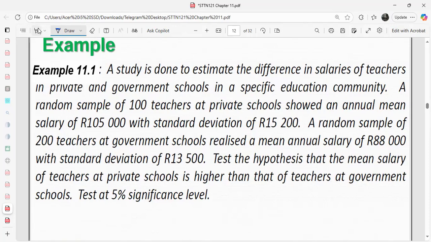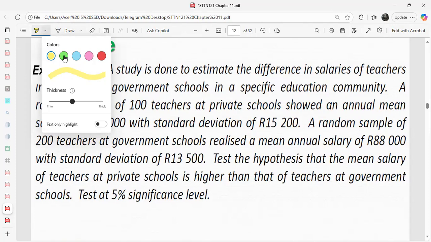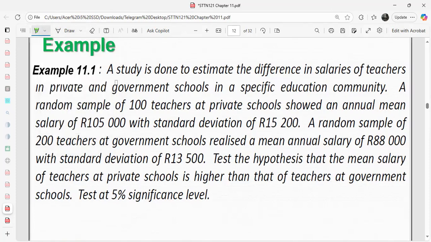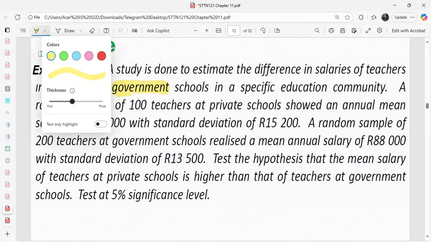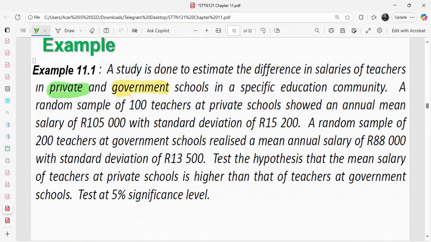Now let's check. I use this one. A study is done to estimate the difference in salaries of teachers in private and government school. So it means that here we have the salaries of teachers in private and also the government school. Now when we look at the question, they say schools in a specific education community.